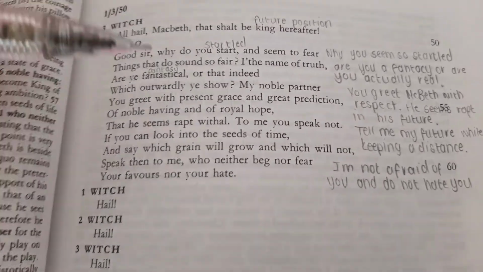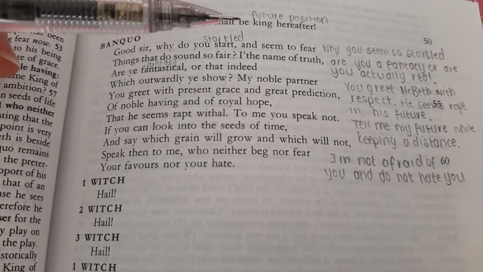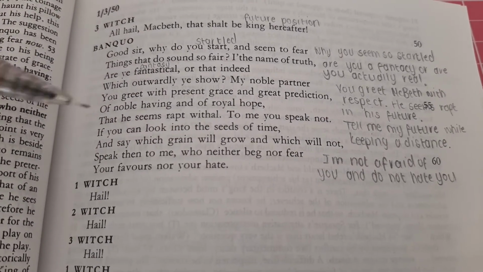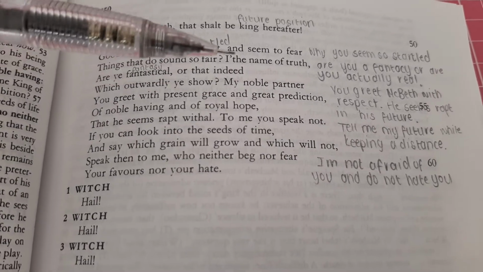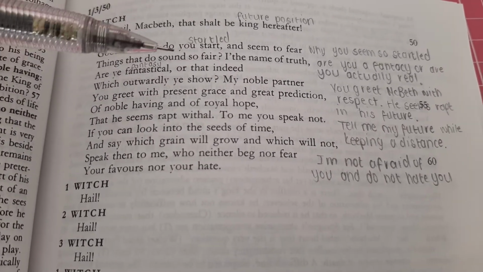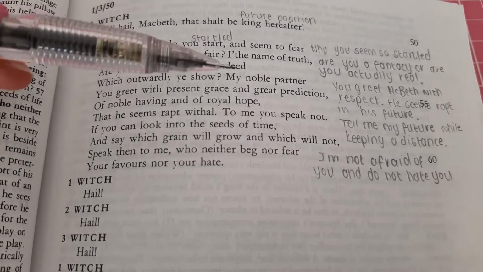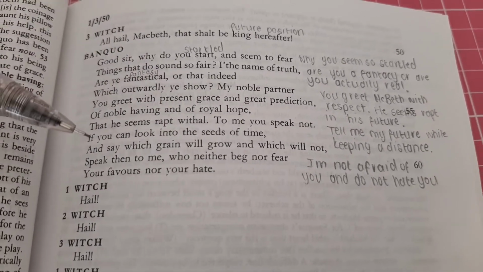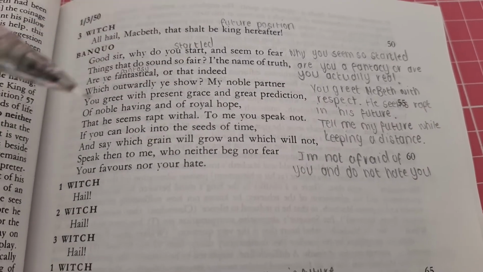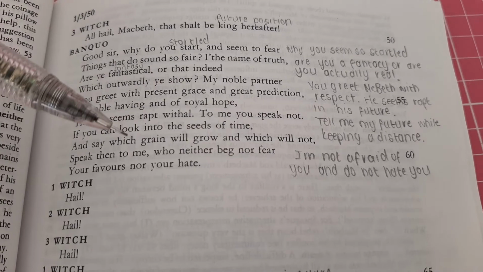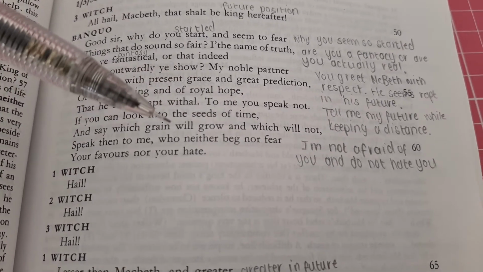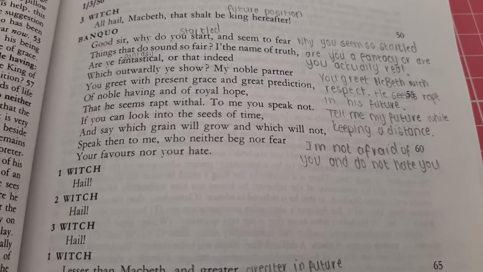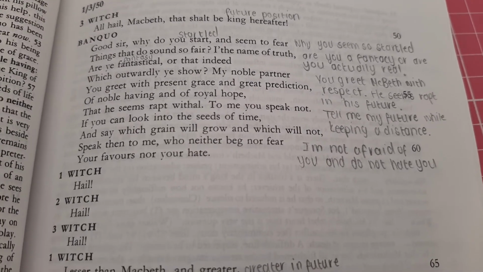So now Banquo says to them, "Good sir, why do you start and seem to fear things that do sound so fair?" So Banquo is asking Macbeth, why are you scared and seem to fear things that sound so good? "I' the name of truth, are ye fantastical, or that indeed which outwardly ye show? My noble partner you greet with present grace and great prediction of noble having and of royal hope, that he seems rapt withal. To me you speak not. If you can look into the seeds of time and say which grain will grow and which will not, then speak to me, who neither beg nor fear your favors nor your hate." So Banquo is basically saying, if you can see the future, you've only given Macbeth his prophecy. What about me?